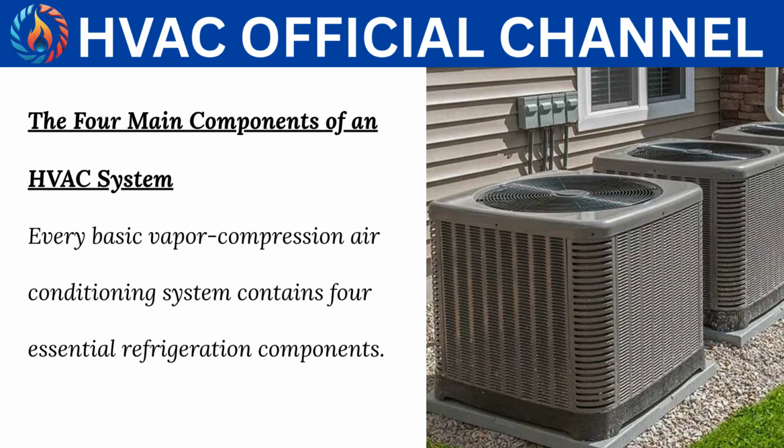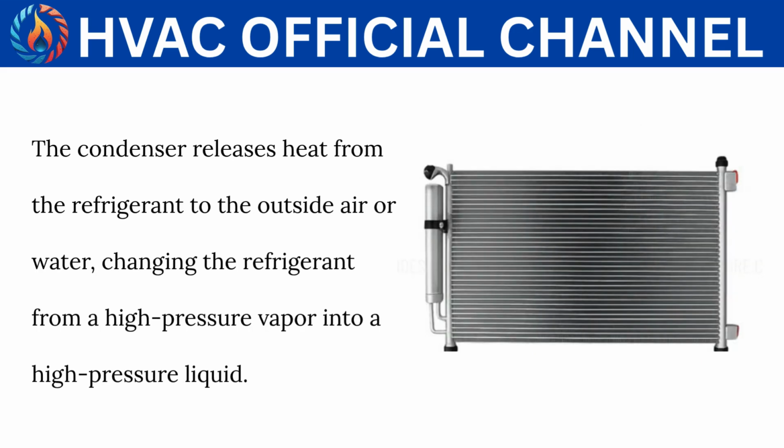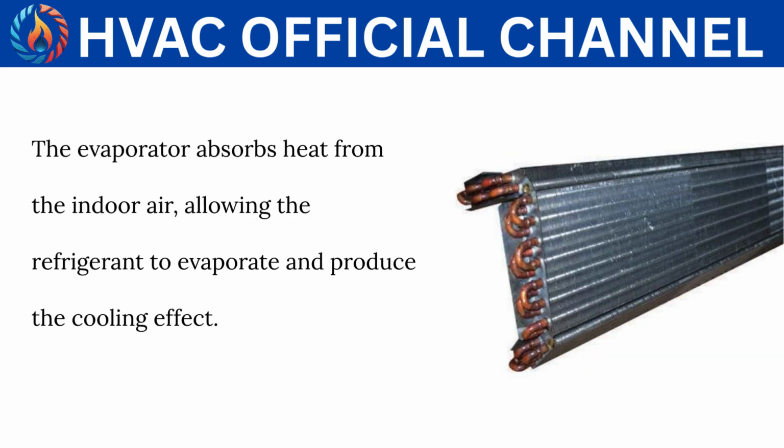The four main components of an HVAC system. Every basic vapor compression air conditioning system contains four essential refrigeration components. The compressor compresses low-pressure refrigerant vapor into high-pressure, high-temperature vapor and circulates refrigerant throughout the system. The condenser releases heat from the refrigerant to the outside air or water, changing the refrigerant from a high-pressure vapor into a high-pressure liquid. The expansion device, such as a TXV, electronic expansion valve, capillary tube, or fixed orifice, reduces refrigerant pressure and controls the amount of refrigerant entering the evaporator. The evaporator absorbs heat from the indoor air, allowing the refrigerant to evaporate and produce the cooling effect.